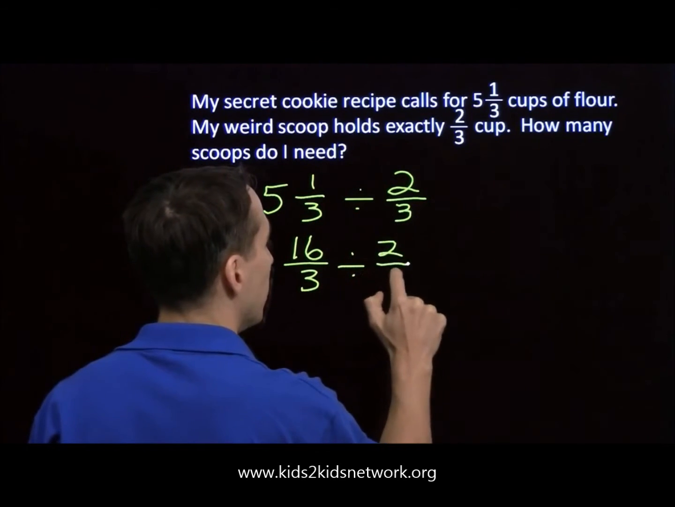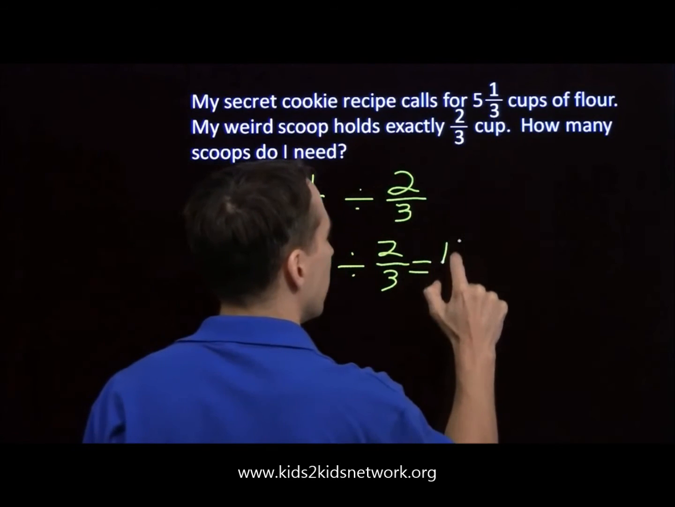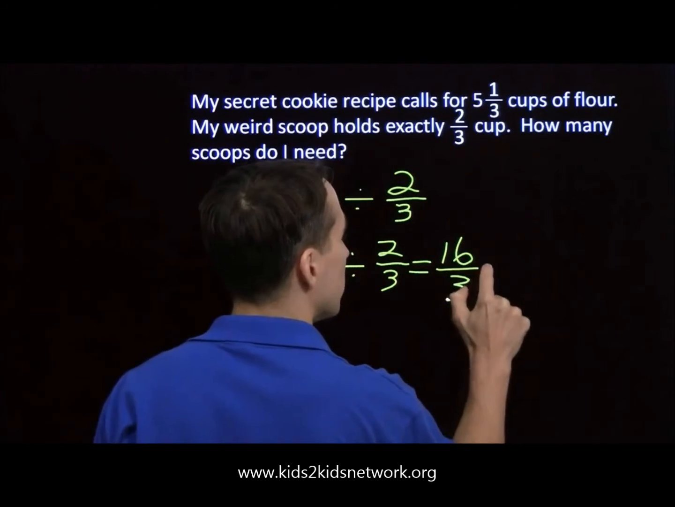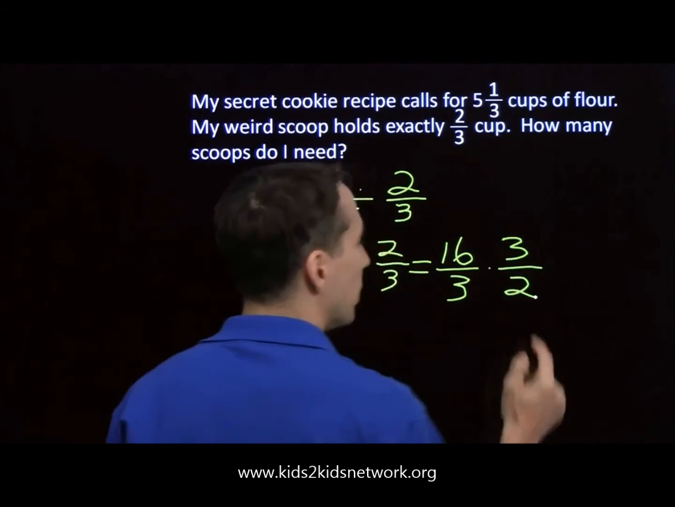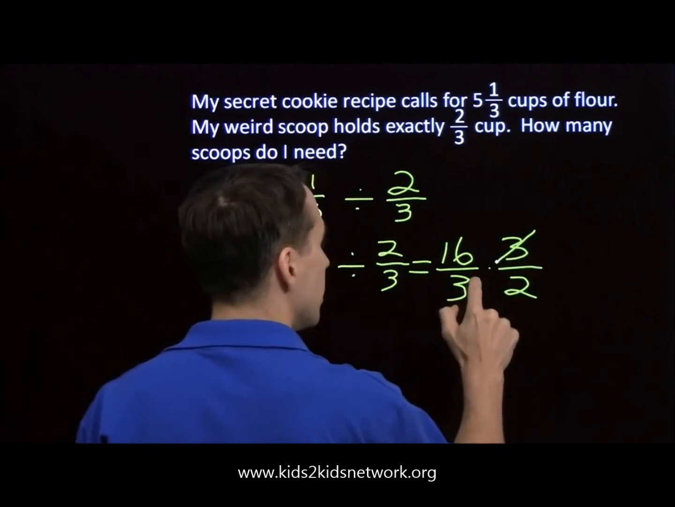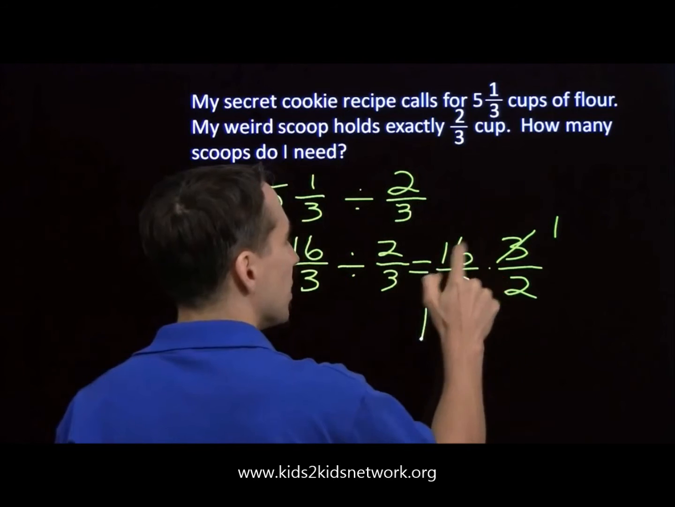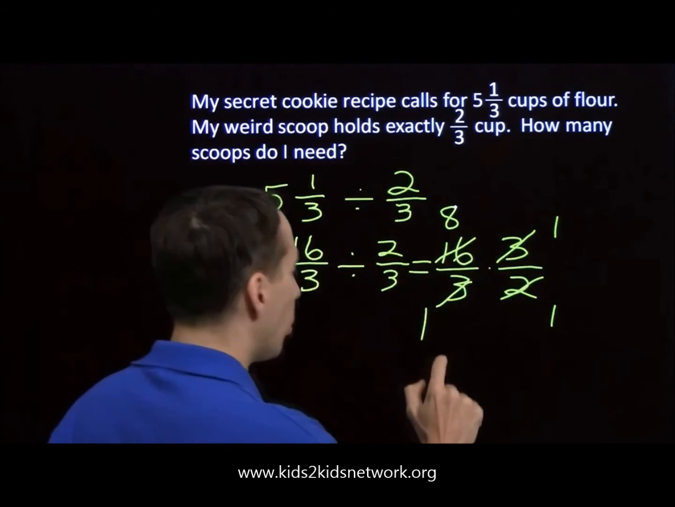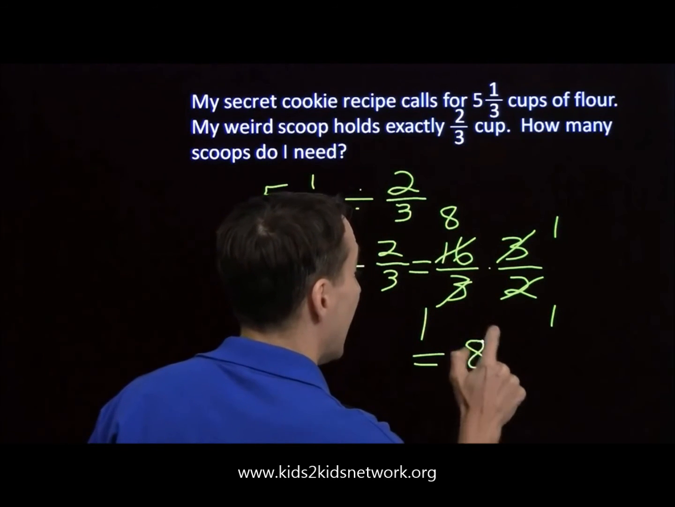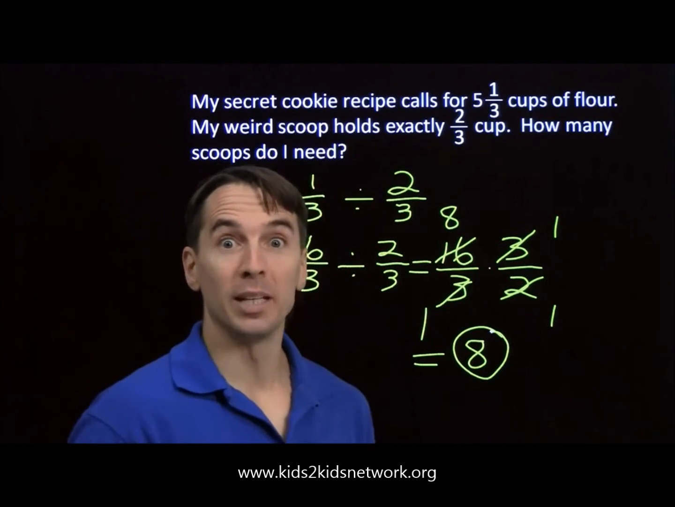Divided by 2 thirds, and we know how to divide fractions. This is 16 thirds times the reciprocal of 2 thirds, which is 3 halves. And now we can do our cancellation. The 3's cancel, the common factor of 2 cancels, and all we're left with is 8 scoops. And I'm going to go make some cookies.